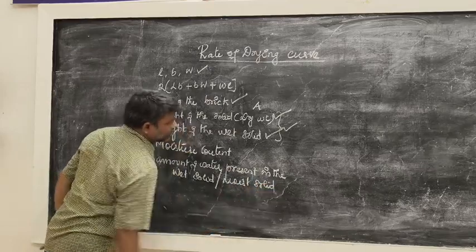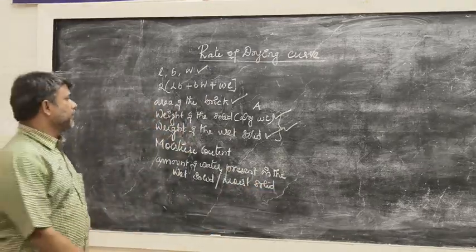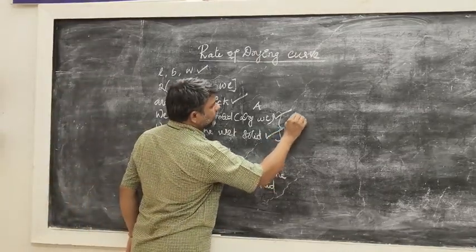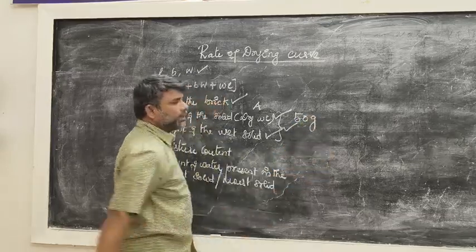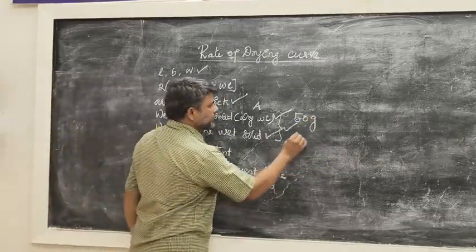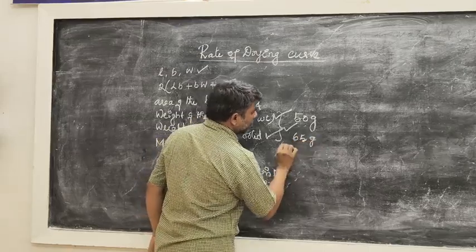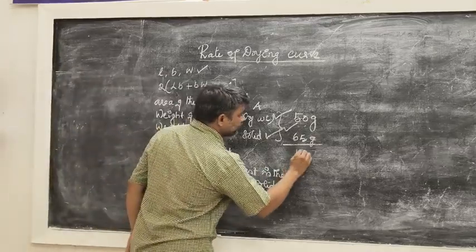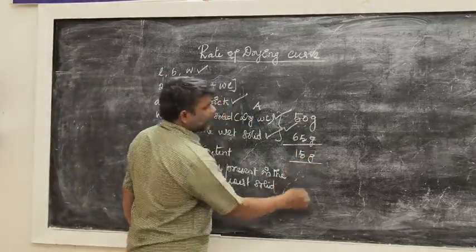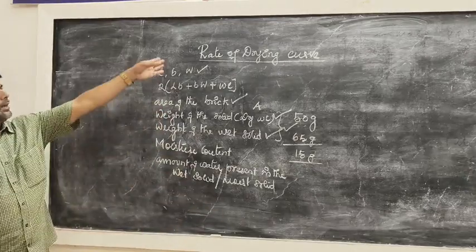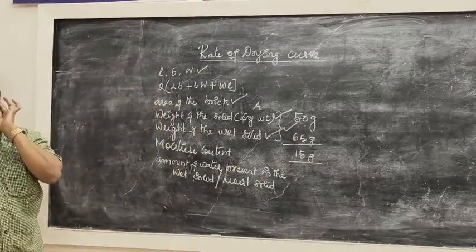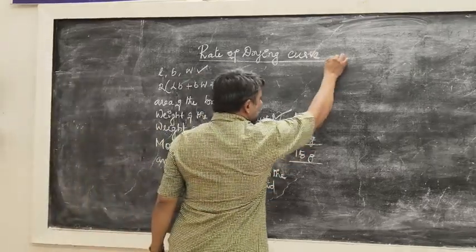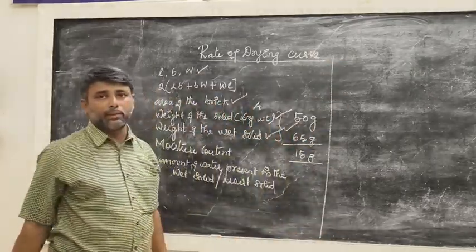Say for example, the dry weight is 50 grams. Wet weight is 65 grams. So the moisture content present in the solid is 15 grams. These are enough parameters to discuss the rate of drying curve. Right, clear? Right. Now I am going to perform a simple experiment.